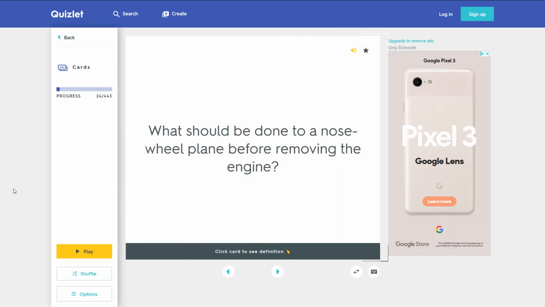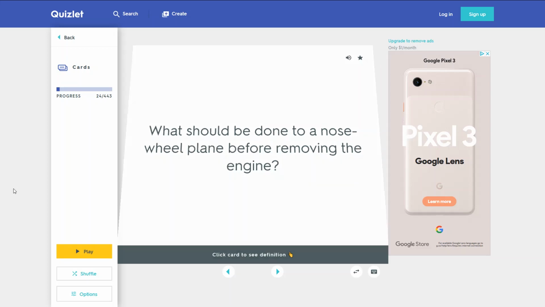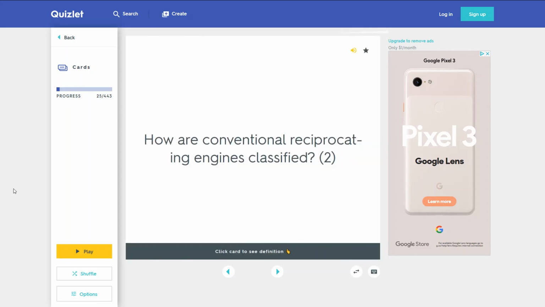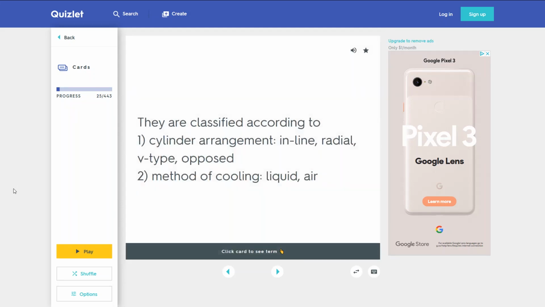What should be done to a nose wheel plane before removing the engine? Support the tail. How are conventional reciprocating engines classified? They are classified according to 1. Cylinder arrangement, inline, radial, V-type, opposed; to 2. Method of cooling, liquid, air.